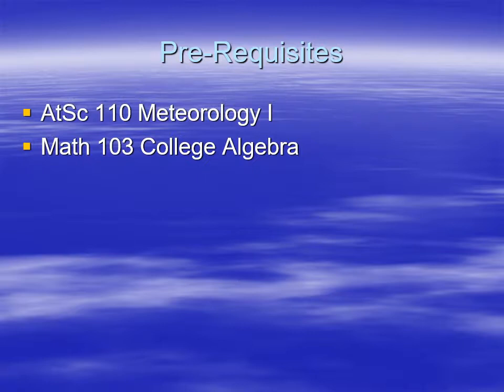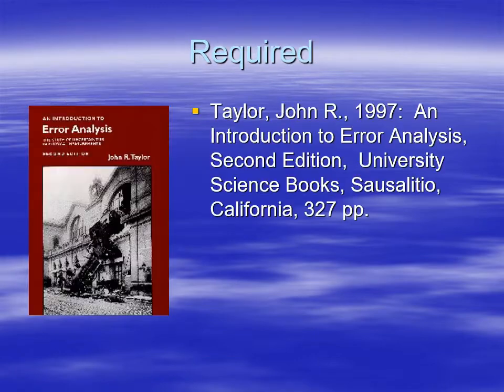The prerequisites for this course: you need to have ATSC 110, which is your introductory meteorology class. Also, you have to have at least college algebra, and you don't have to take college algebra here, but you have to have at least an understanding of how algebra works.